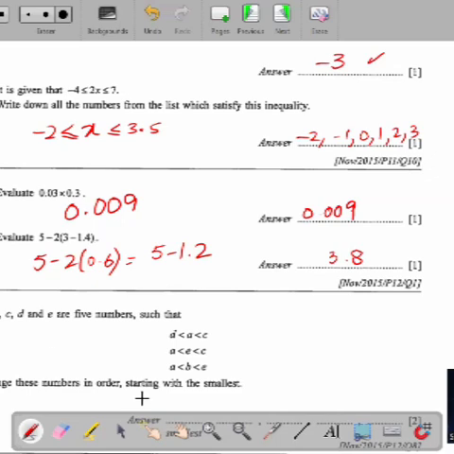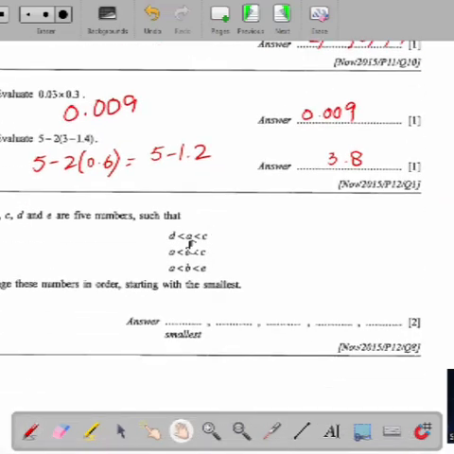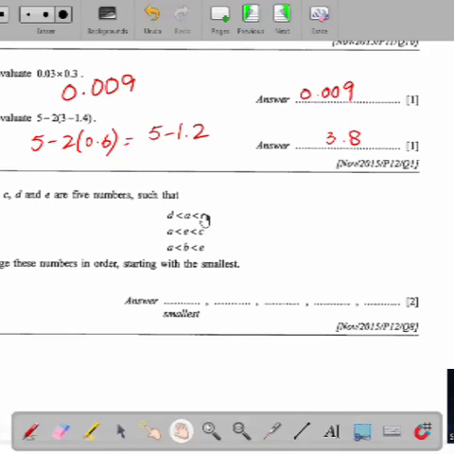Here he is showing some rules. D is less than A less than C. A is less than E less than C. A is less than B less than E. Arrange the numbers in order starting with the smallest over there. A is smaller than C. A is smaller than E. A is smaller than B. So A is the smallest one and D is also smaller than A over there.